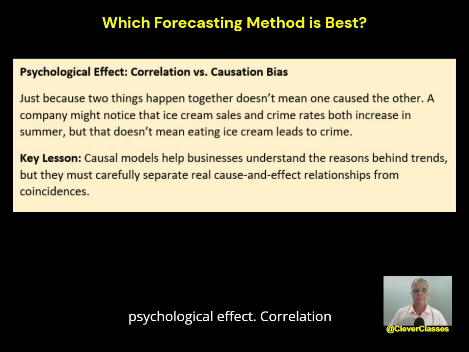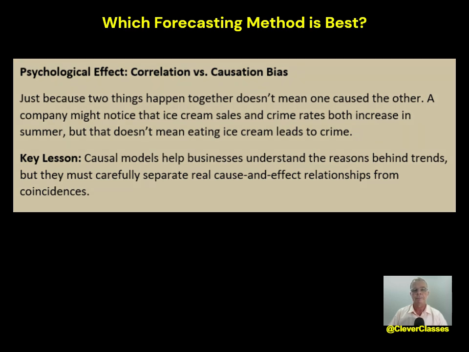The psychological effect: correlation versus causation. Just because two things happen together doesn't mean one caused the other. A company might notice that ice cream sales and crime rates both increased in the summer, but that doesn't mean eating ice cream leads to crime. The key lesson here is that causal models help businesses understand the reasons behind trends, but they must carefully separate the real cause and effect relationship from coincidence.